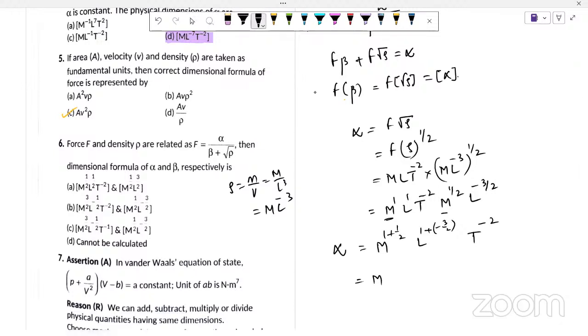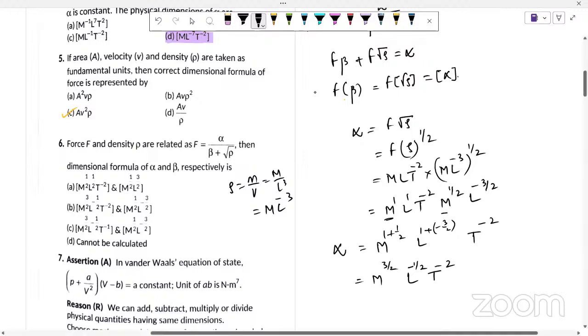M to the power of 1 plus 1 by 2 will be equal to 3 by 2. L to the power of 1 minus 3 by 2 will be equal to minus 1 by 2, and T power minus 2. So the dimension of alpha will be M power 3 by 2, L power minus 1 by 2, T power minus 2. तो B option एक ही दिख रहा है मेरे को, और एक करने की भी जरूरत नहीं है एग्जामिनेशन हॉल के अंदर. ये आप directly beta का भी dimension निकाल सकते थे basically.